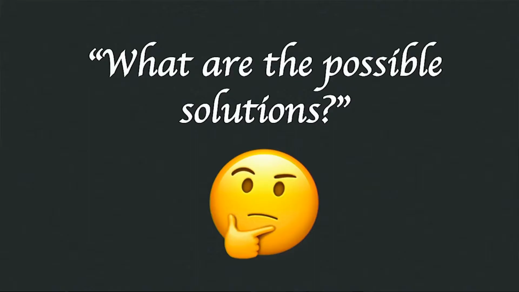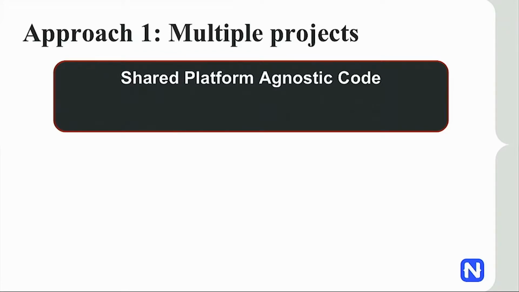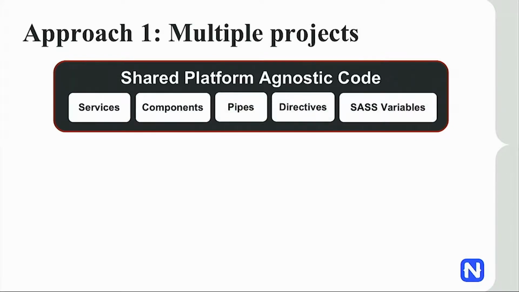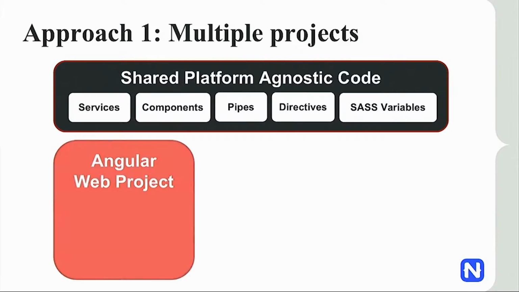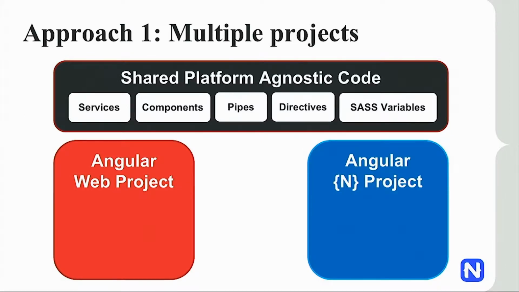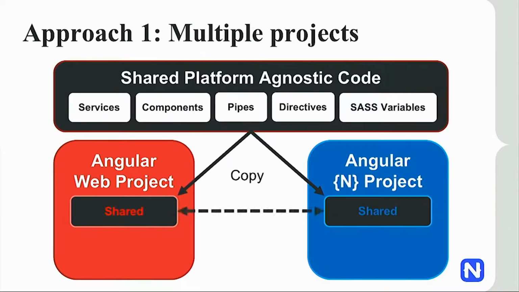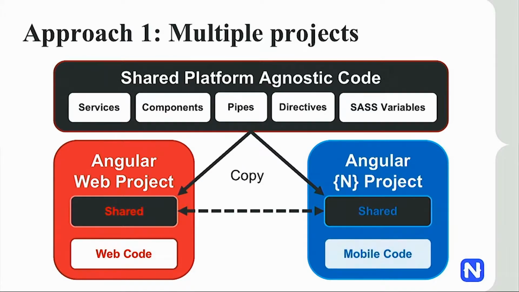Which is pretty cool. So what are possible solutions to achieve that nowadays? One of them is the approach of multiple projects. You could start with a shared folder with all your services, components, etc. that are completely platform agnostic, and then create 2 separate projects, one for Angular Web and one for NativeScript. And then you copy and paste your shared folder inside, which are just the same copy of the same thing, and then write separately the business logic for both.